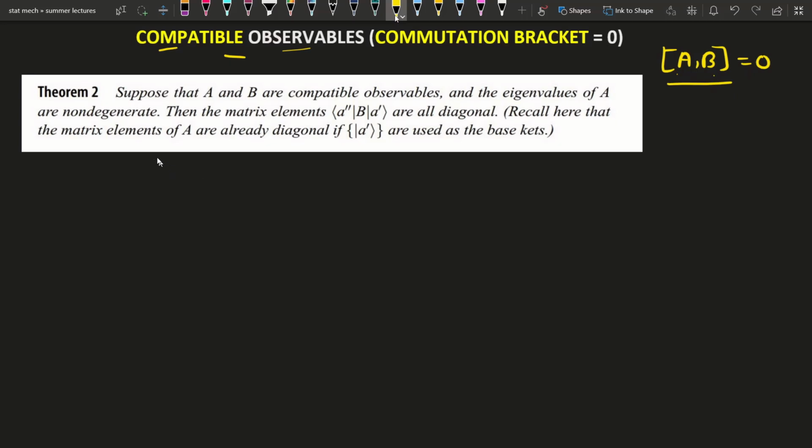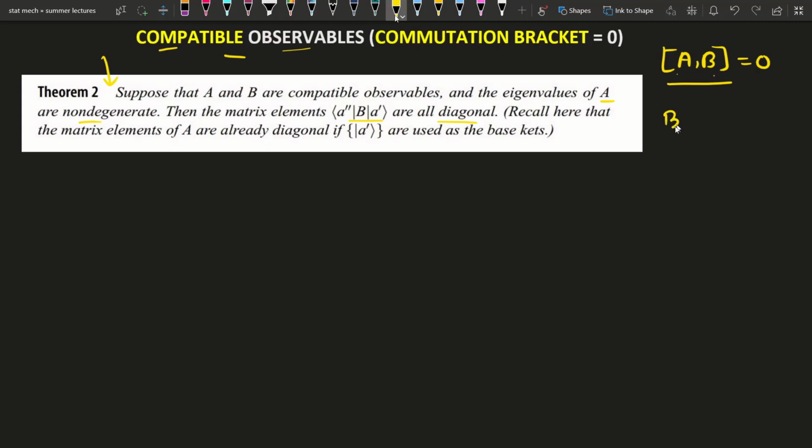Okay? And there is a theorem which states that if we have two compatible observables like this, and if we assume for the initial case that the eigenvalues of A are non-degenerate, okay? Later in this video I will discuss the degenerate case also, but initially we are assuming that the eigenvalues of A are non-degenerate, okay? Then the matrix elements of B are all diagonal.